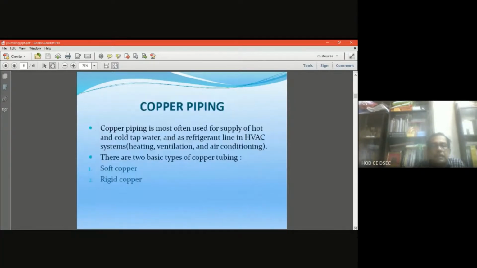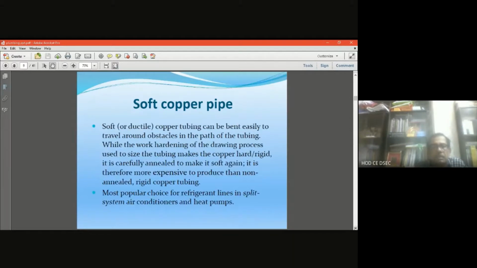Flexible plastic piping. Now, copper piping is most often used for the supply of hot and cold water and as a refrigerant line in HVAC, that is the AC system. In HVAC systems, heating, ventilation, and air conditioning. What is HVAC? Heating, ventilation, and air conditioning. So there are two basic types of copper tubing. One is soft copper and the other is rigid copper.